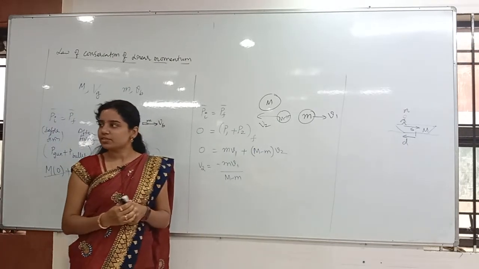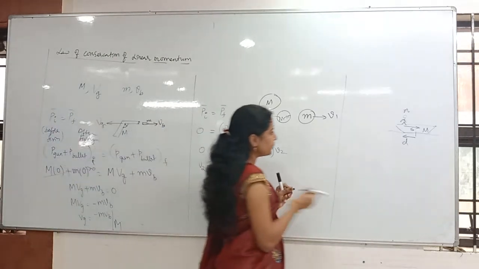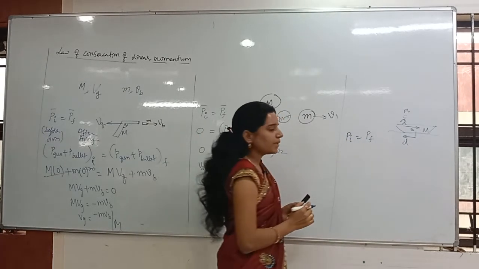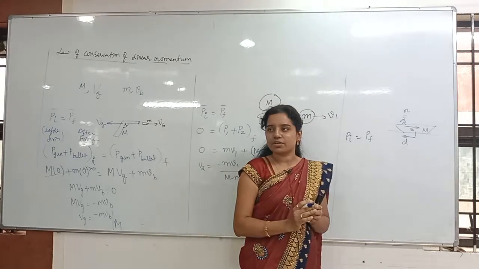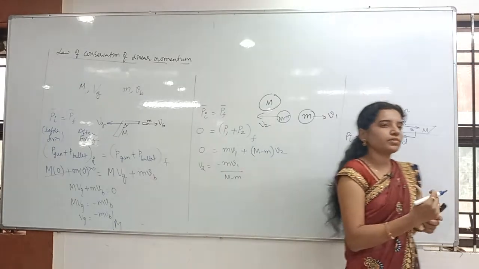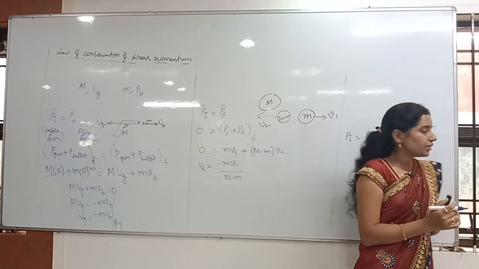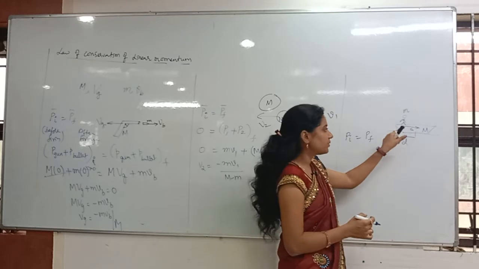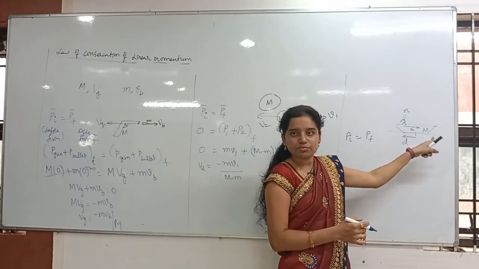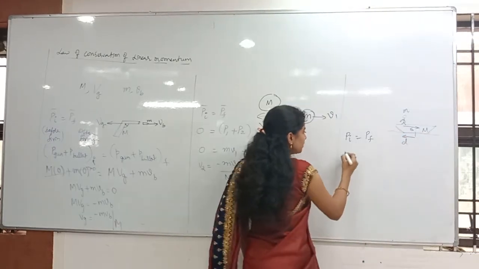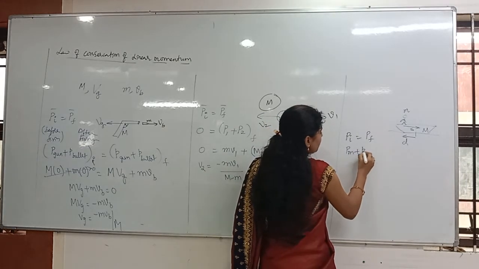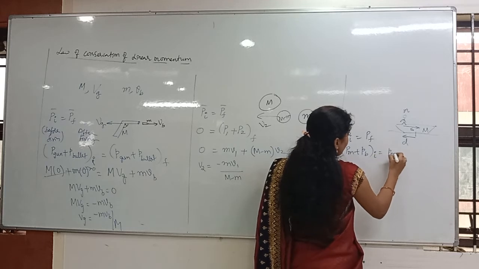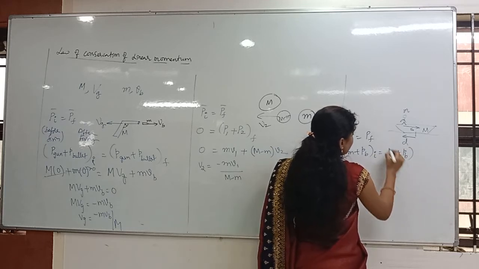See that? P initial is equal to P final. Initially, the man is moving and the boat is not moving anywhere. After he reaches the final point, the boat starts. Let us consider like that. Here the man is moving with displacement S, and at that time the boat is at rest. So the total momentum of the man and the boat initially is equal to the momentum of the man and the boat finally.